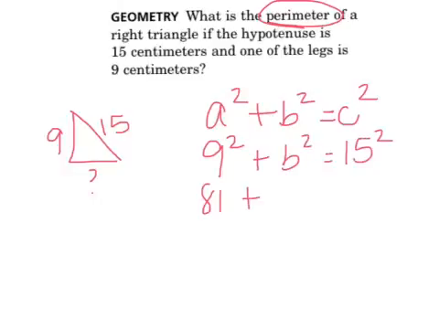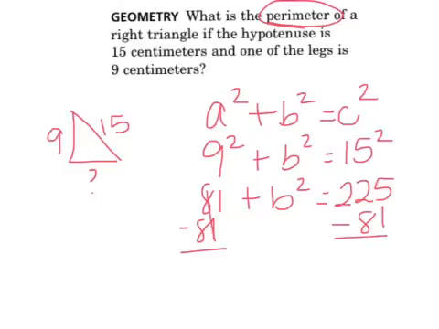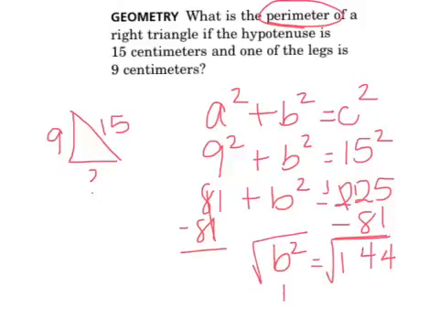Let's go ahead and square these numbers to 225 and 81. Now I need to subtract 81 from both sides. That will leave me what b squared is. That would be 4. Let me borrow. That would be 144. Perfect. And we take the square root, and this one ended up being a perfect 12.